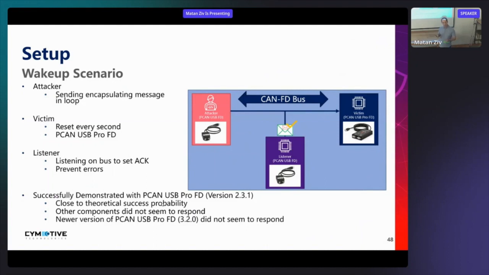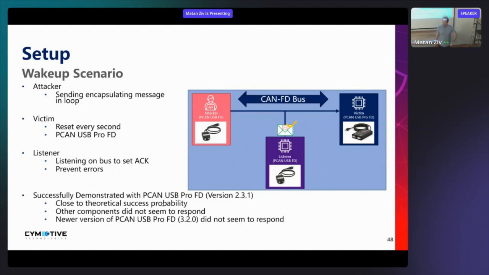So this is also true in a real life scenario in which a bus usually will contain more than 2 units, more than only the attacker and the target, and the other units will mark the ACK bit as valid.